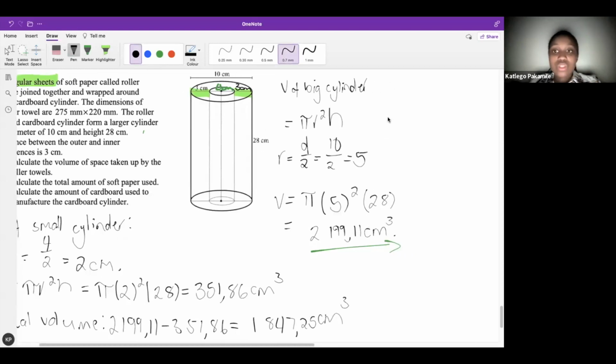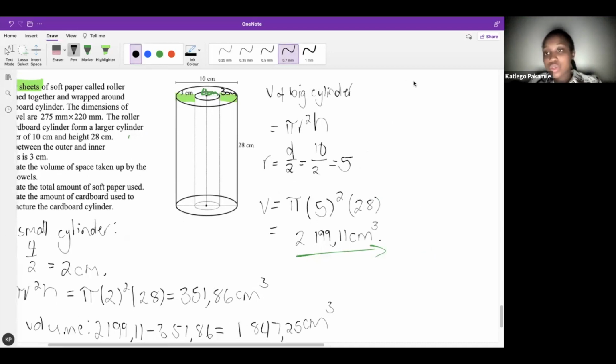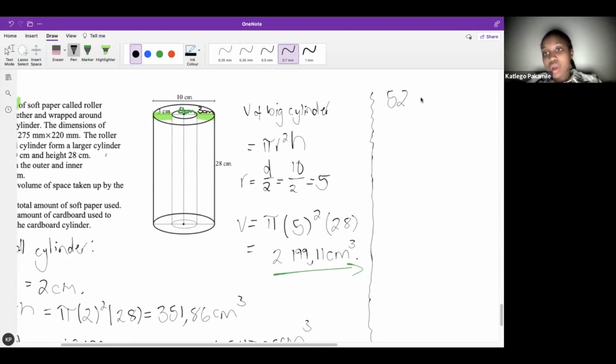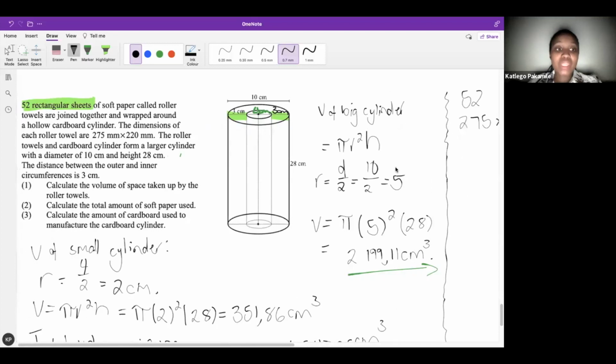So then in total, we're going to use 52. Okay, I need to separate this. There we go. So 52, and the dimensions of one of them is 275 times 220 millimeters. Okay, so how are we going to figure out how much was used in total?